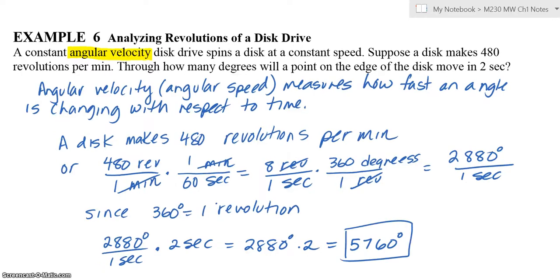So analyzing this, we have a disk drive that's spinning like a record. It's going very fast. It's going 8 revolutions around every second. So in 2 seconds, this is how many degrees. And realize that if it's 8 revolutions in 1 second, that means 16 revolutions around in 2 seconds will give you that many degrees.